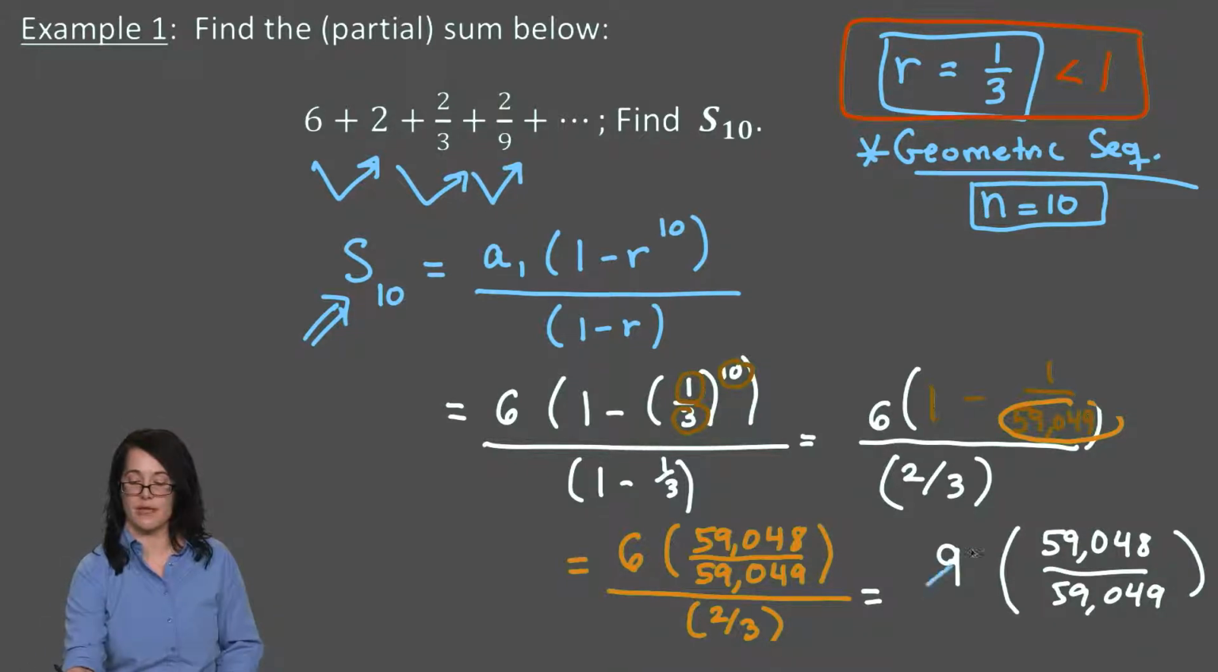So notice here that 9 goes into 59,049 a total of 6,561. So the final answer for this problem would just be your numerator of 59,048 over your new reduced denominator of 6,561. Okay, so I'm going to erase there and rewrite it up here so you can see it better.